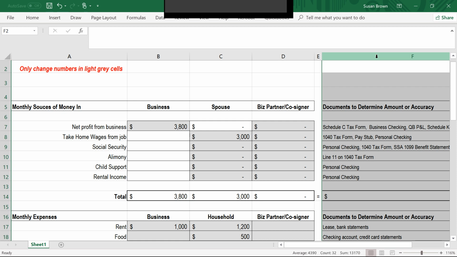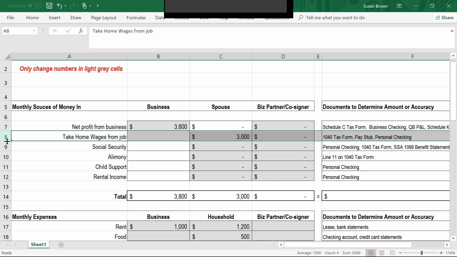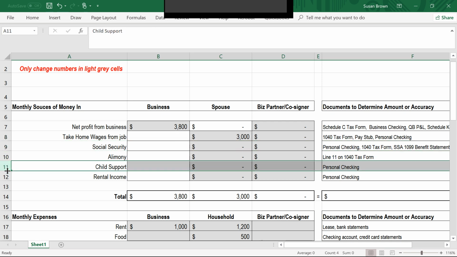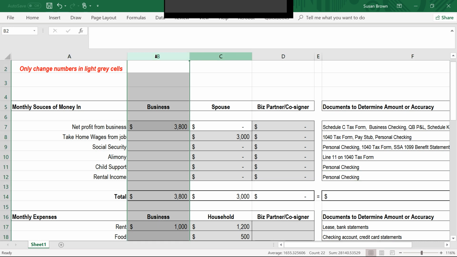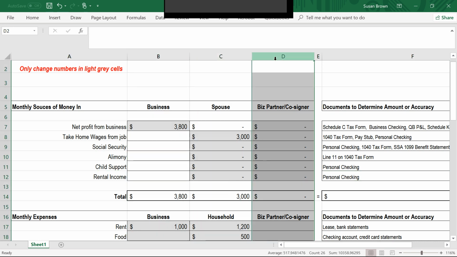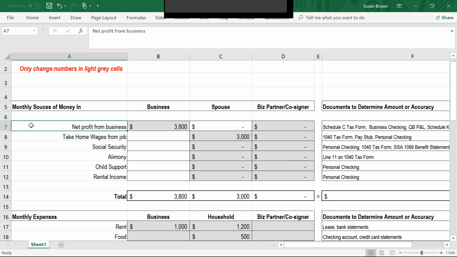It's especially true for micro businesses that are quite informal on a financial basis, and may not have totals of things like income and expense every month. They may not have that data, so it will be something you have to spend some time gathering. And there are some other lines here: take-home pay from the job, Social Security, alimony, child support, rental income, and so on. So there are different places here. And we've created a column where you can have one for the business, one for the spouse, and one for a business partner or co-signer on a loan. So there are some places to put different types of people who are participating in the overall global picture of the applicant.